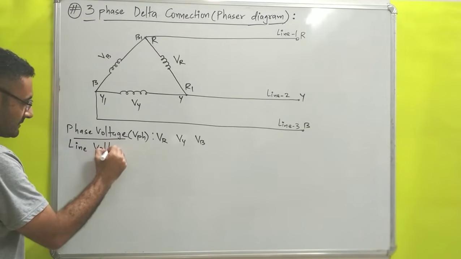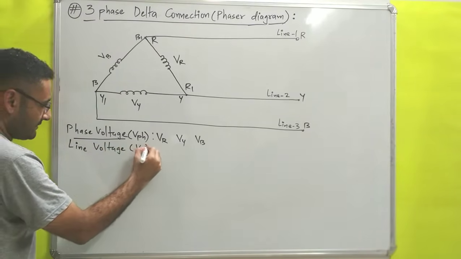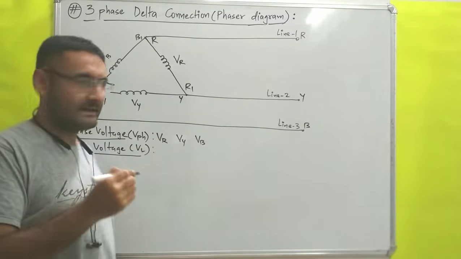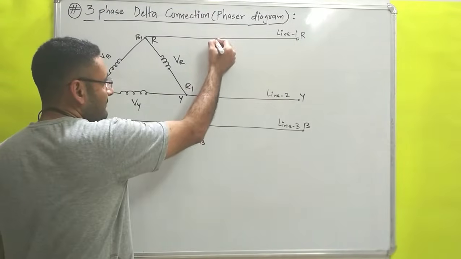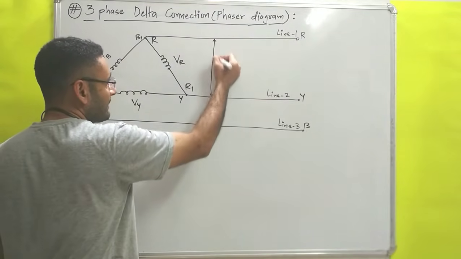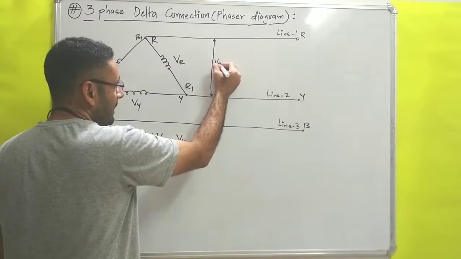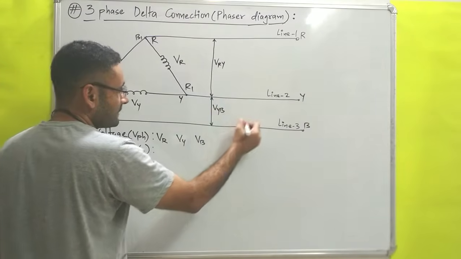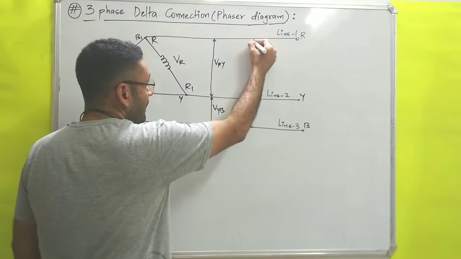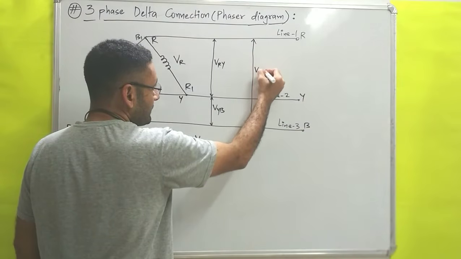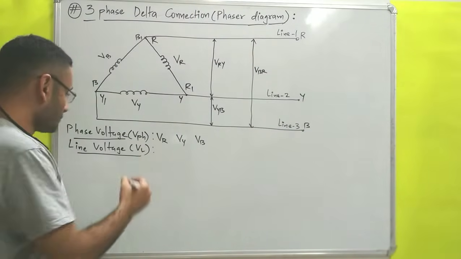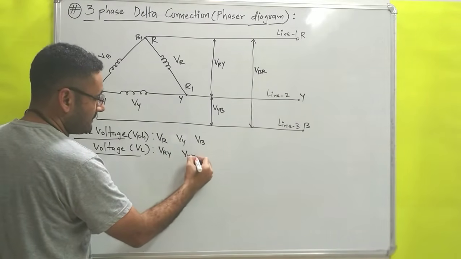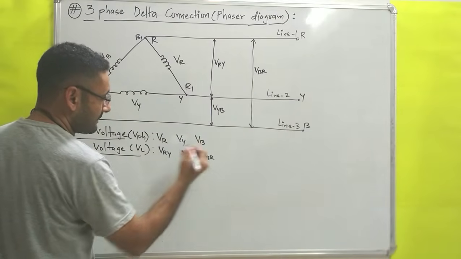Similarly, we will talk about line voltages. Line voltage is denoted by VL. Now line voltage means what? It is measured between two lines. These are the lines. So first, between two lines, that is R to Y, so VRY. Then Y to B, so that will be VYB. Then we go B to R, so it will be VBR. Okay. So line voltages are VRY, VYB and VBR.